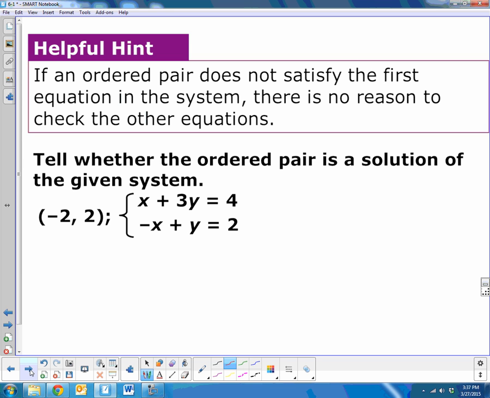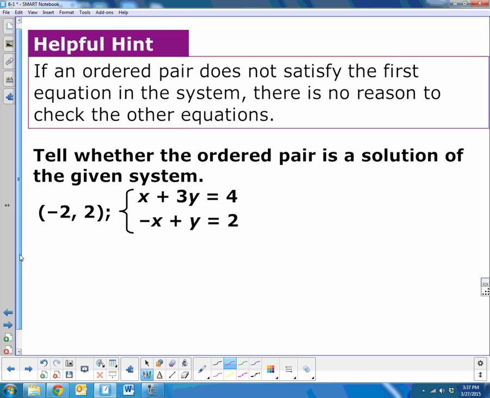Try this one on your own and see if it works. Again, that helpful hint. If the first one doesn't work, the second one doesn't either. I'm going to go through this one again just to do it as another example.